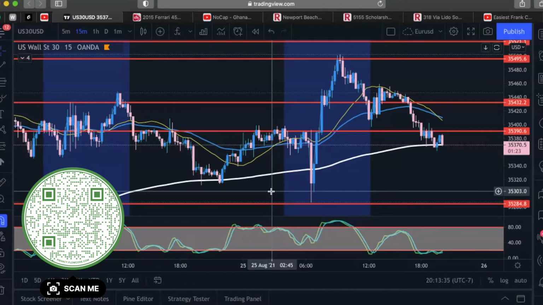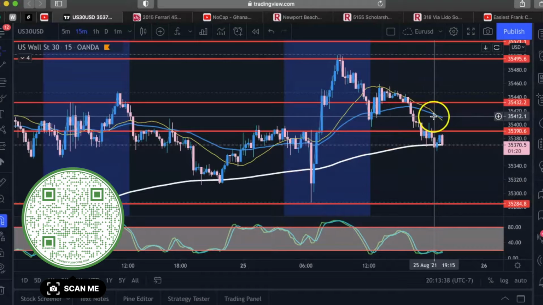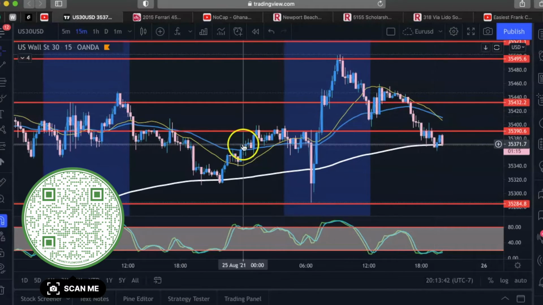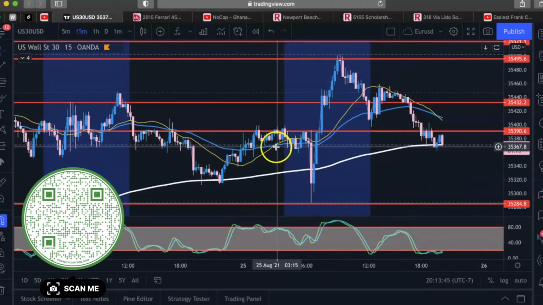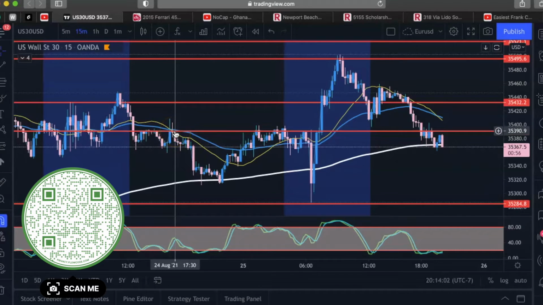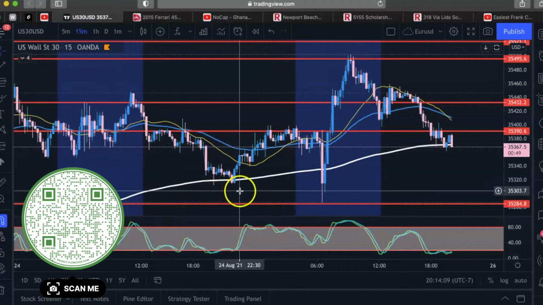Every time that we see the 50 MA crossing over the 20 MA like this, that's signaling a sell. When we see the 50 MA crossing under the 20 MA, that's signaling a buy. We can see right here that at the same time this doji closed right below the 20 MA and the 50 EMA, the 50 EMA crossed over the 20 MA, signaling a perfect sell. Obviously that wasn't in my session, so I wouldn't have taken that.